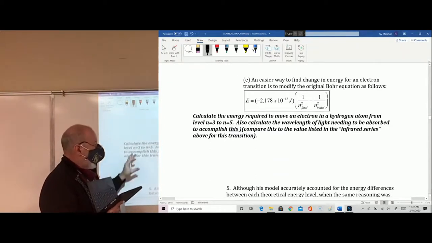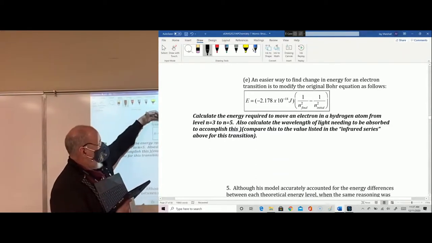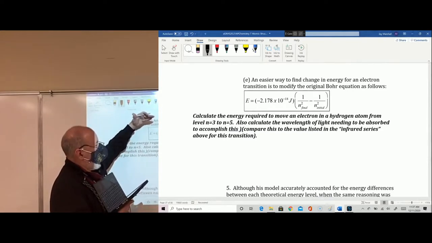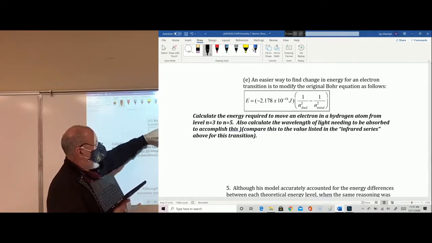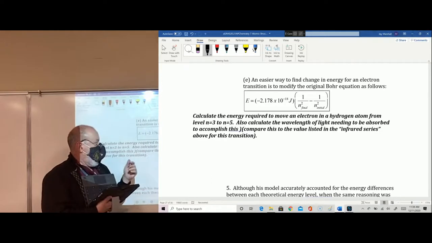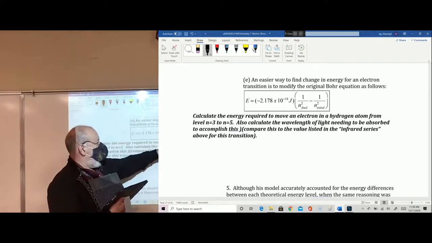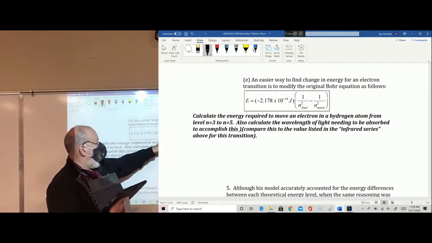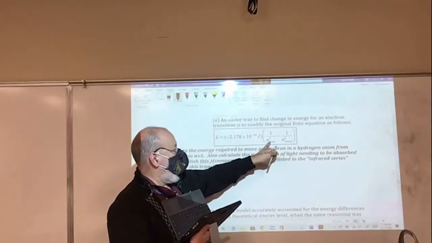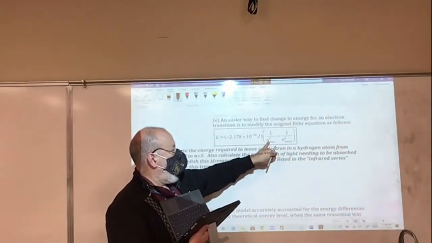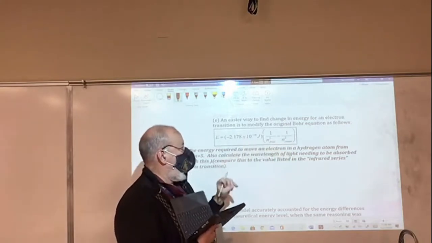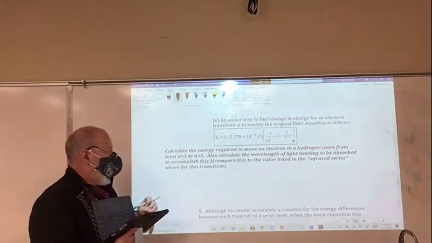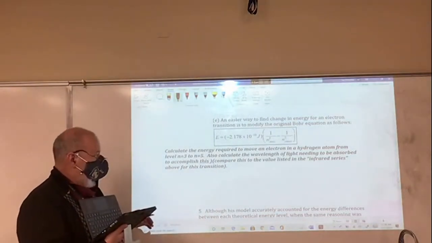And I'm just showing you this just because it's possible. And you need to have the understanding that there's a way to do this. So an easier way to find the change in energy for an electron is to modify the original Bohr equation. What we could do is say 1 over the final quantum number squared minus 1 over the initial quantum number squared, and multiply that times the energy of the ground state.